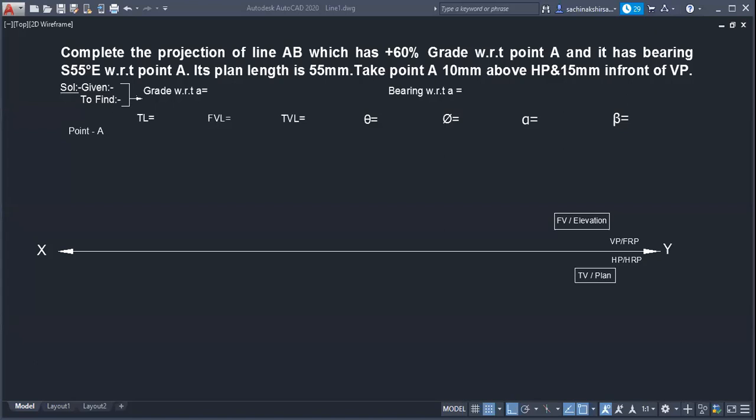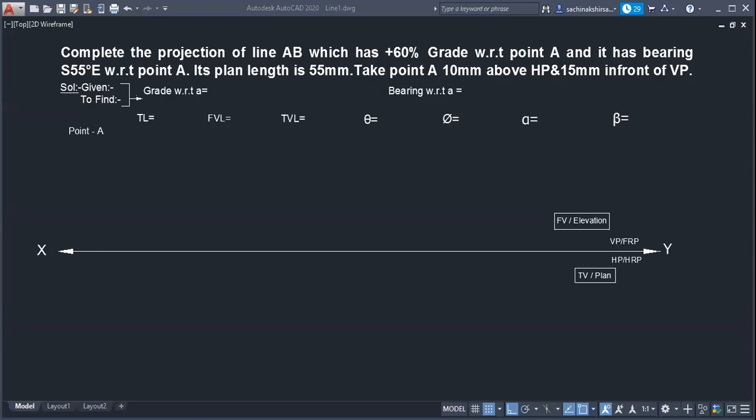You read, no issue. Roll number 15. Yes, sir. Okay, so what is given, will you tell in the problem? Try to read one by one slowly. Complete the projection of line AB, which has plus 60% grade. Okay, so with respect to which point is it given? Point A.